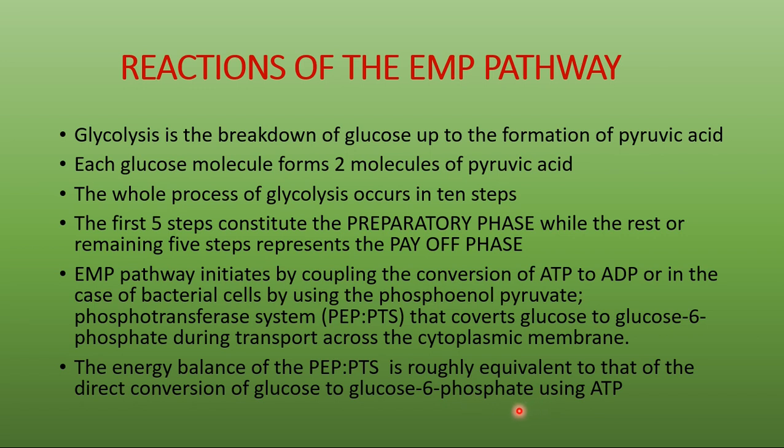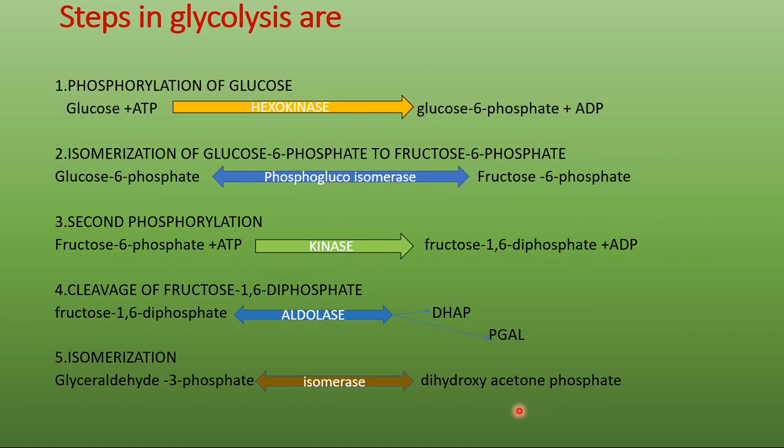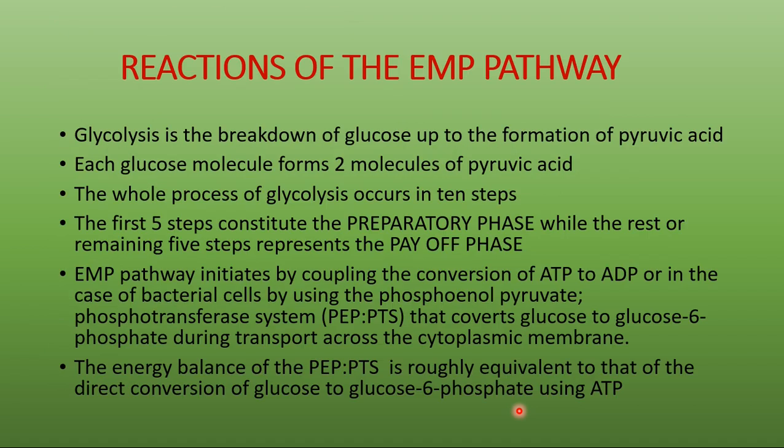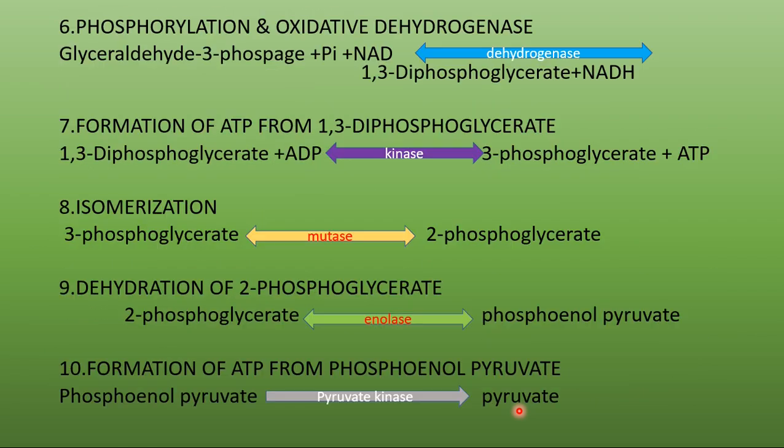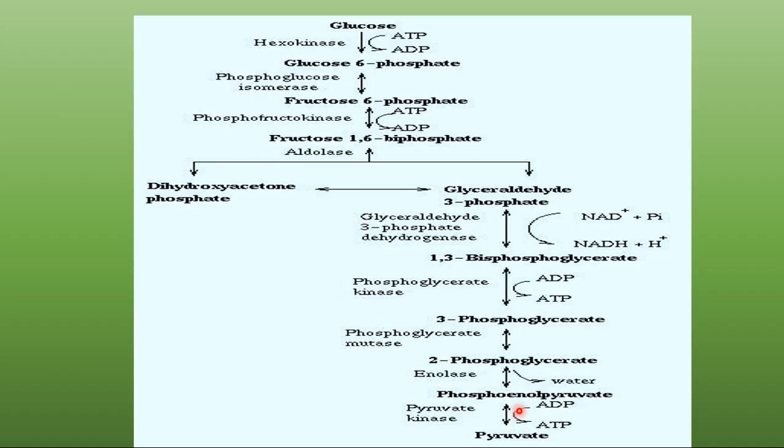So overall, just remember that we are going to have the 10 steps in the glycolysis, and the first 5 steps are going to be called the preparative phase, and the next 5 steps are going to be considered the payoff phase. So this is all about the first 5 steps, and then coming to the next 5 steps. These are the 5. So altogether we have 10 steps. So this I will represent in the form of a flow chart, then you can understand.